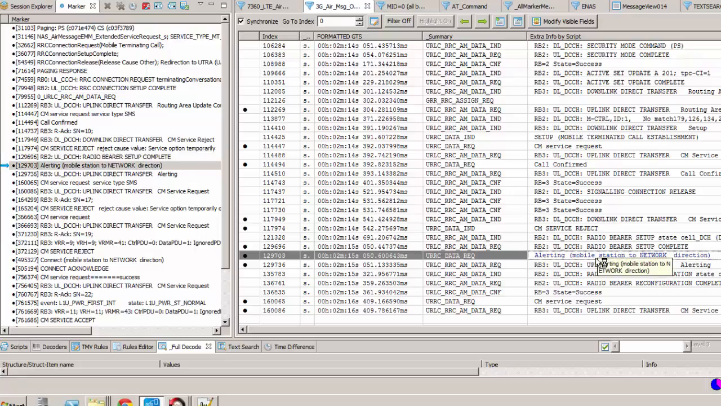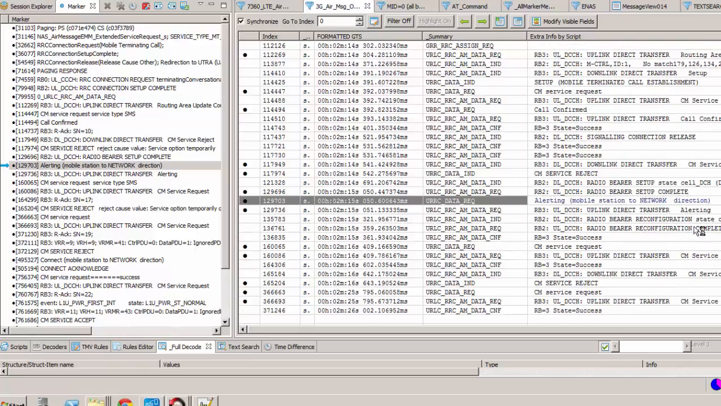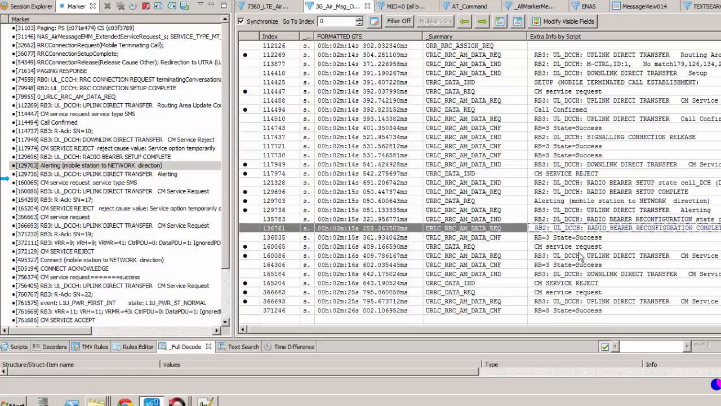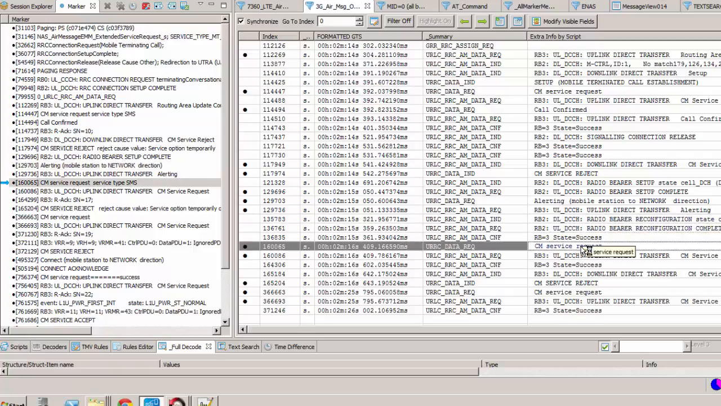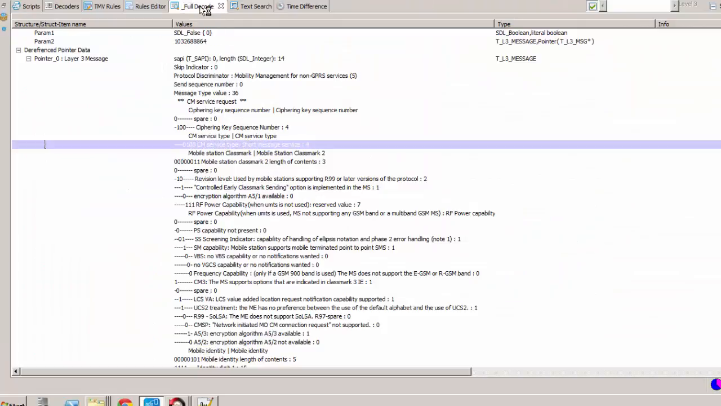It is sent from mobile station to network, in uplink direct transfer alerting, and radio bearer configuration complete happens. CM service request is triggered again during this signaling procedure. What is the purpose of this signaling? It is also for the short message service, that means SMS.